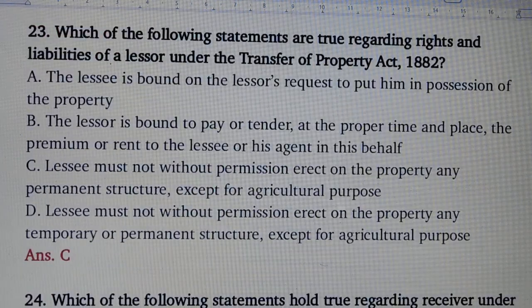Question number 23. Which of the following statements are true regarding rights and liabilities of a lessor under the Transfer of Property Act? Answer is option number C. Lessee must not without permission erect on the property any permanent structure except for agricultural purpose.